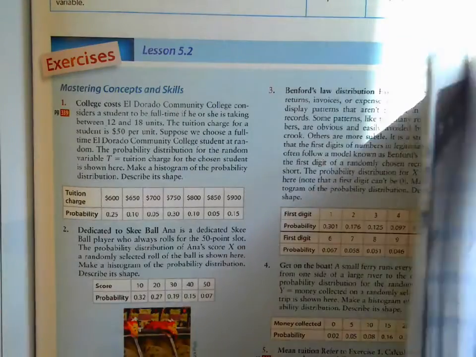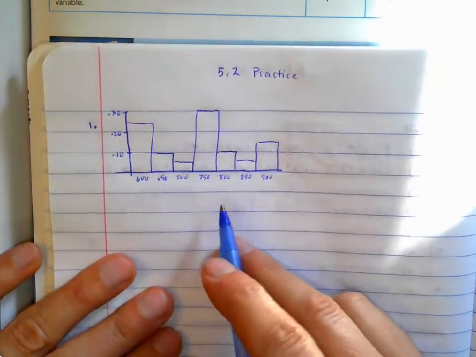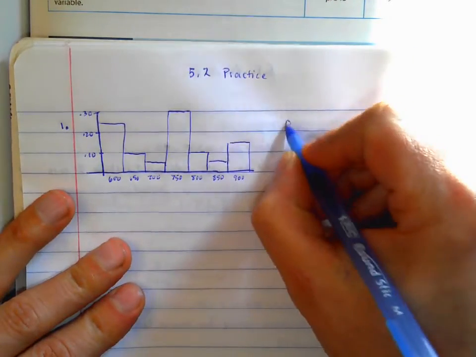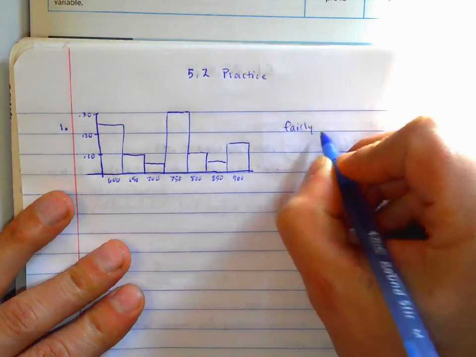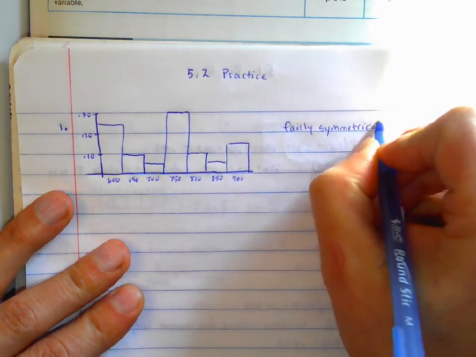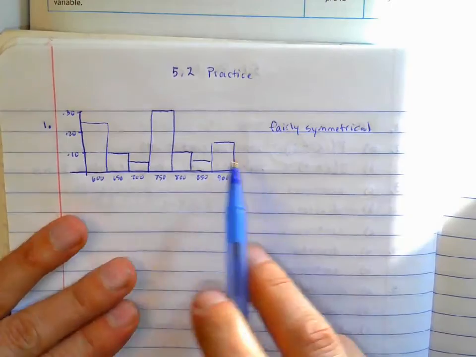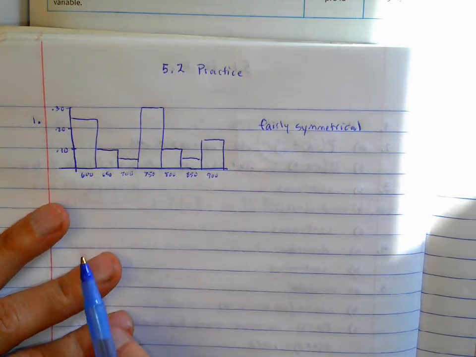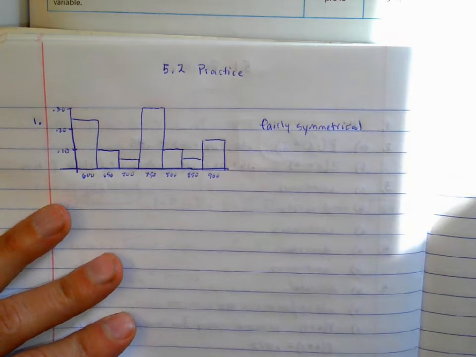Okay, describe its shape. Fairly symmetrical. It's not like a bell curve necessarily, but we have a peak in the middle and we have two peaks on the side there as well. So it's fairly symmetrical.